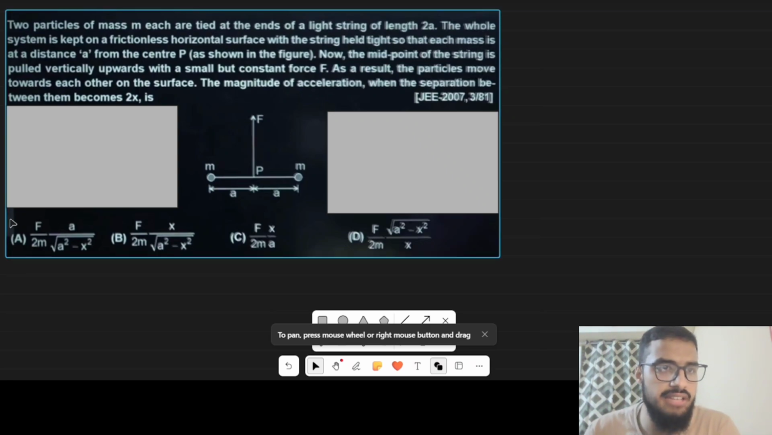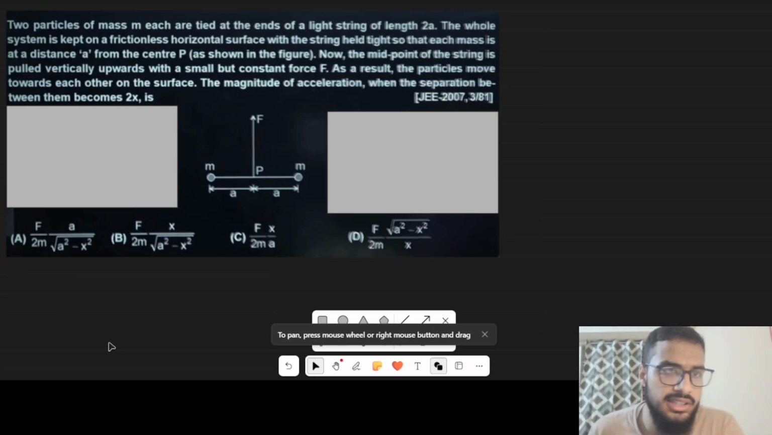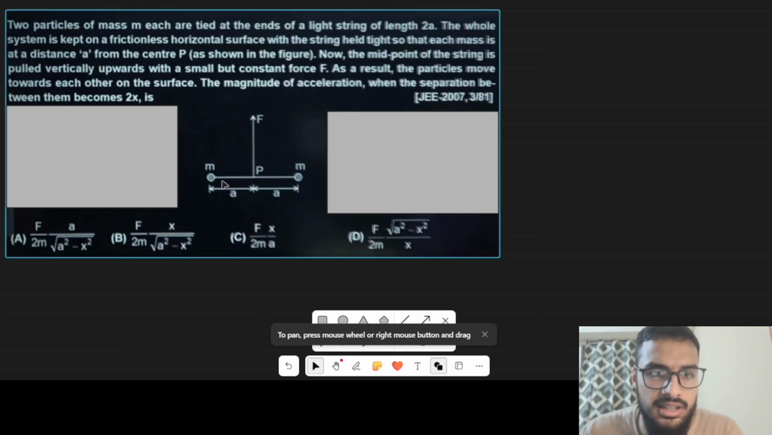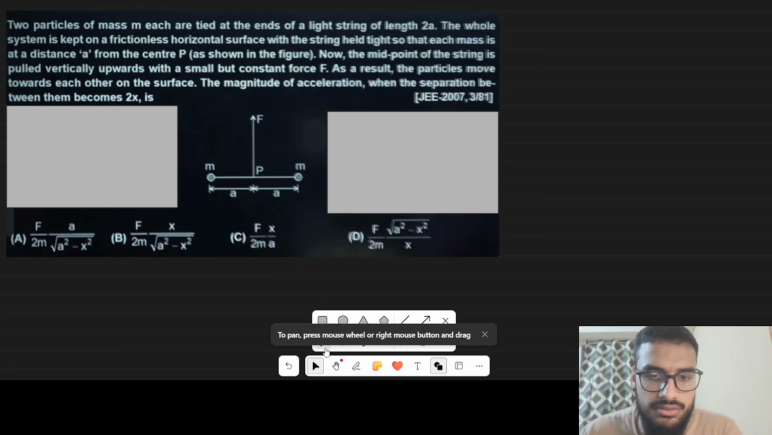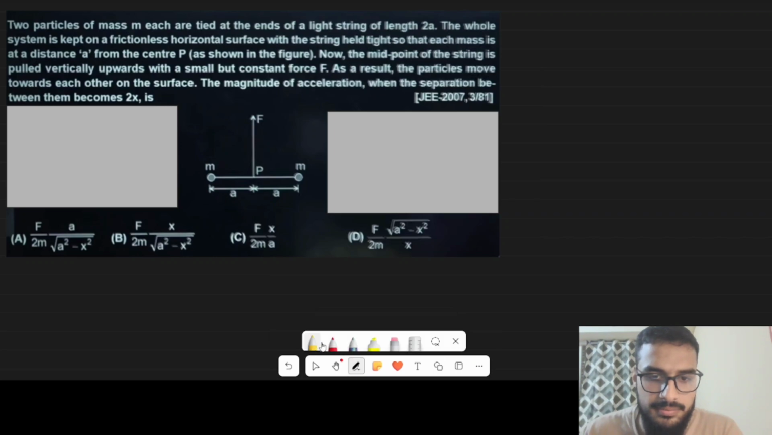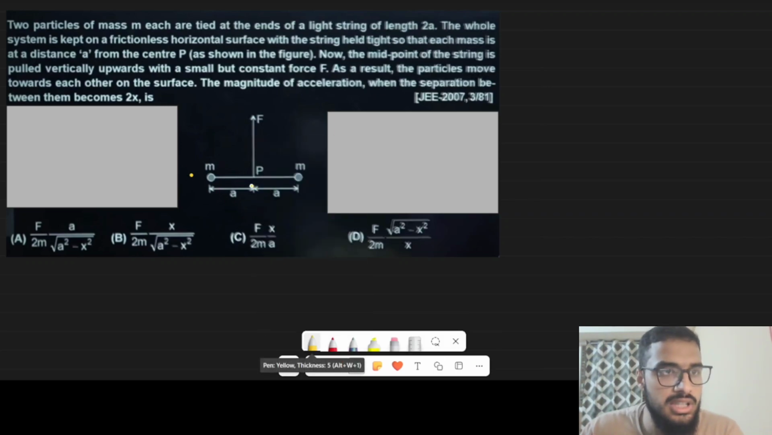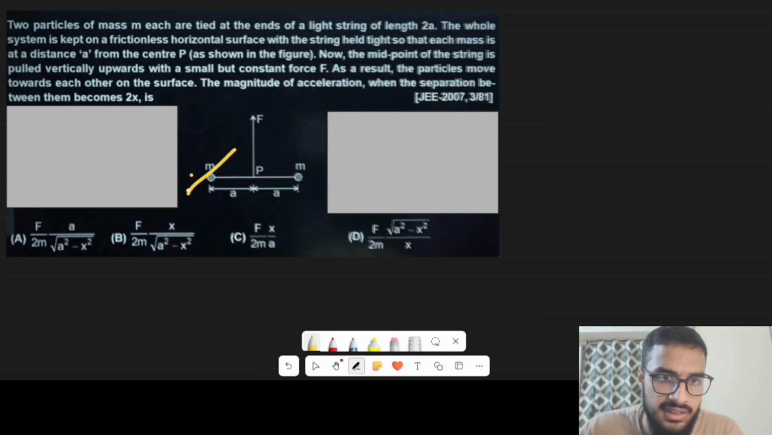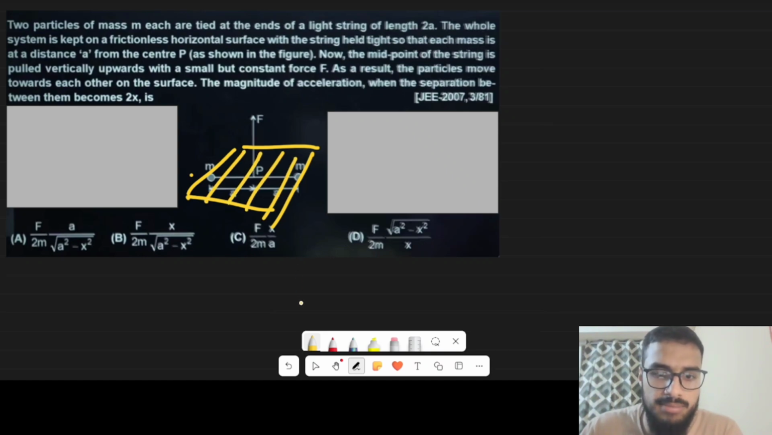Let's discuss one more problem on Newton's laws of motion. In this we have been given two particles of mass m each tied to the ends of a light string, and they have a distance of 2a between them. The whole system is kept on a frictionless horizontal surface. So basically they are kept on this horizontal surface that you have to visualize. This is one plane.